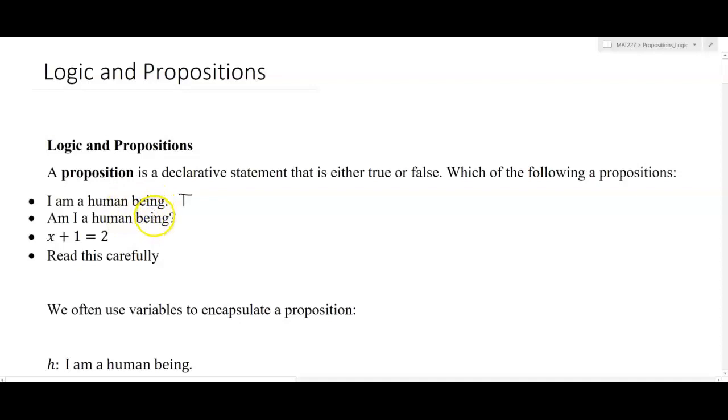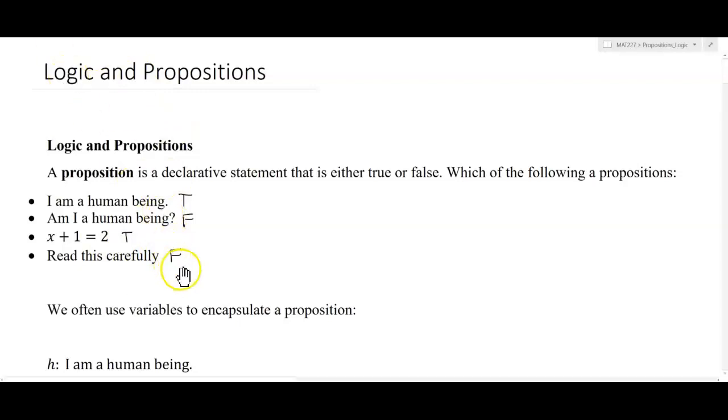Am I a human being? Well, I don't know. That's not a declarative statement. The answer to a question can either be true or false, but not the question itself. X plus 1 equals 2. Sure, well, depending on what X is, this is either a true or false statement, therefore yes, it is a proposition. Read this carefully. Oh, wait a minute, that cannot be a true or false statement. Read this carefully is really just a command. So that is neither true nor is it false.